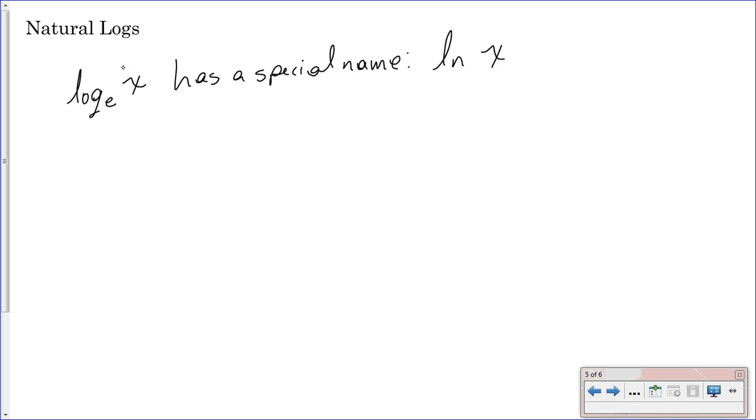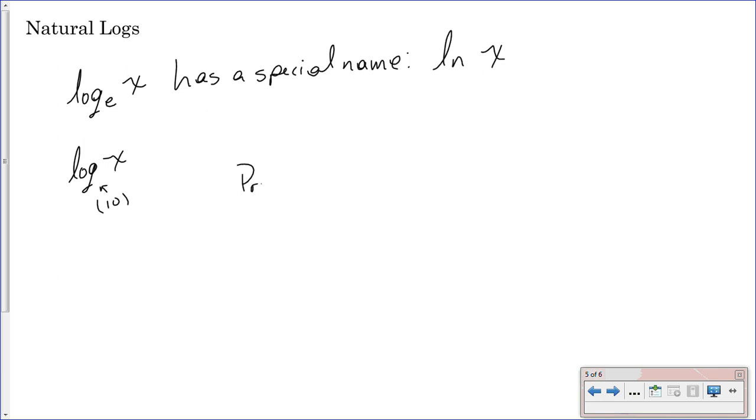Now with the regular log, the common base is 10. So if you see the regular log written without a base, it's an understood 10. Just like here, it's an understood e because it's a natural log. Natural log is ln, not nl, like it sounds like it should be. It is ln, natural log.